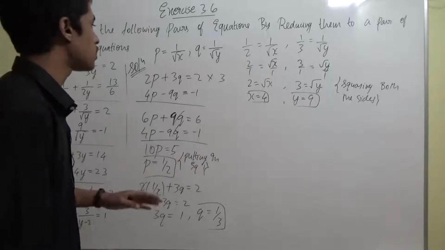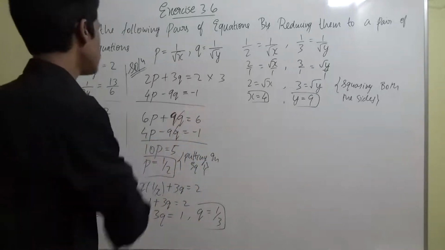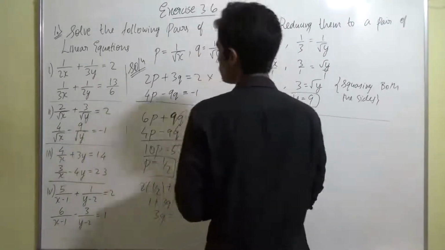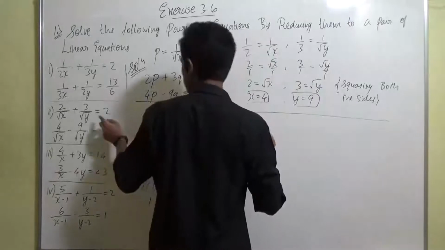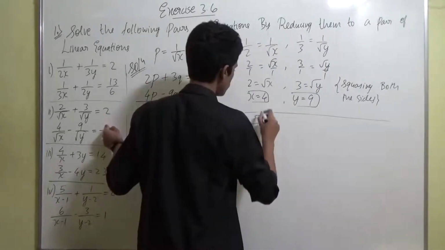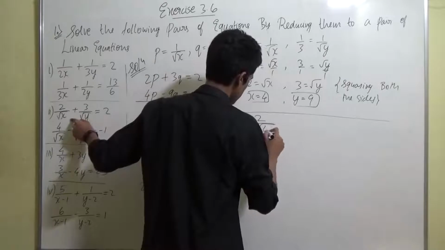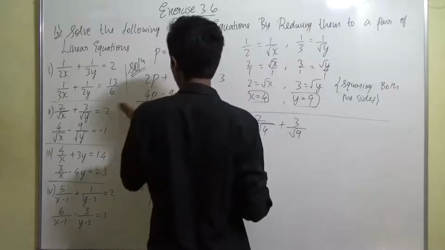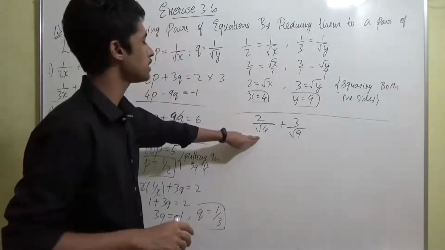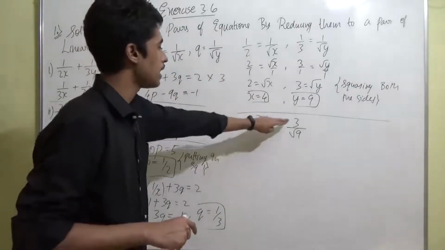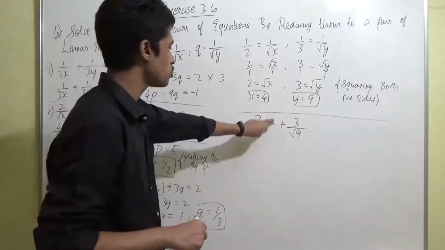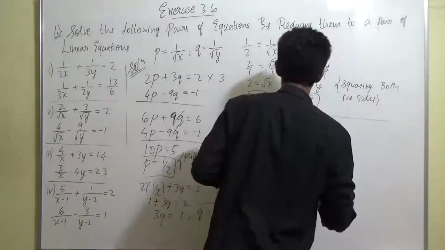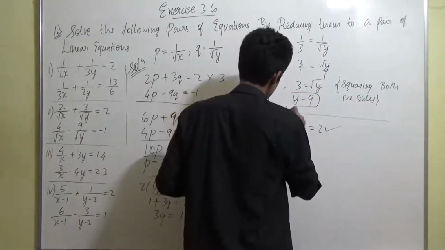Now the last step which is left out is the verification step, in which we have to put back the values of x and y in these two equations and check if they are coming to be equal to the RHS. So in LHS we'll put 2 by root of 4, plus 3 by root of 9, should be equal to 2. Now if you see, 2 by root of 4 is nothing but 2 by 2, which is 1, and 3 by root of 9 is 3 by 3, so 1 plus 1 equal to 2. Hence verified. I'll write here verification step.